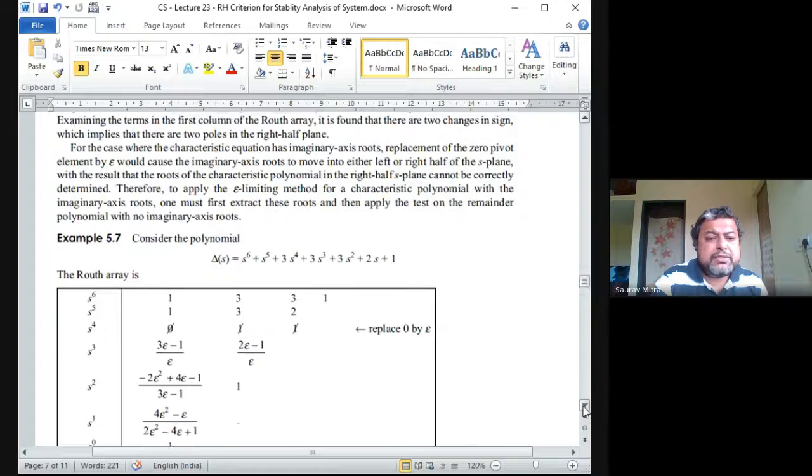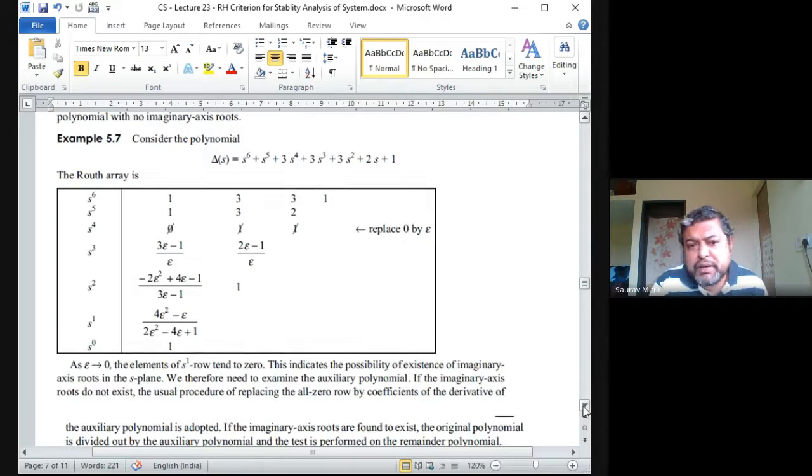Another numerical you take, so all these things are given in the book of M. Gopal. So s raised to 6 plus s5, 3s4, 3s cube, 3s squared, 2s and 1. So you're finding 1, 3, 3, 1, because 1, 3, 3 and 1, that is the even polynomial.